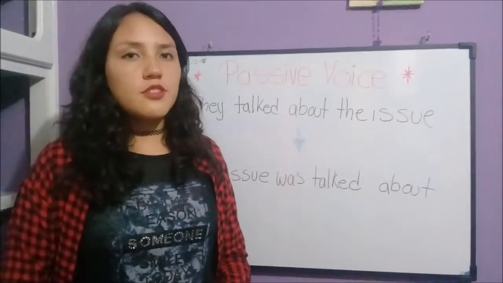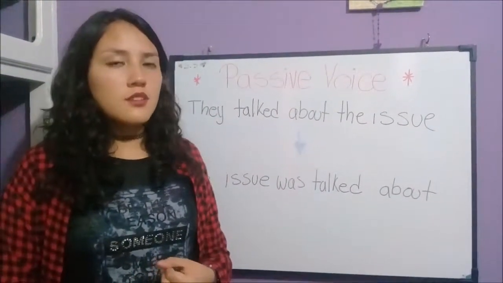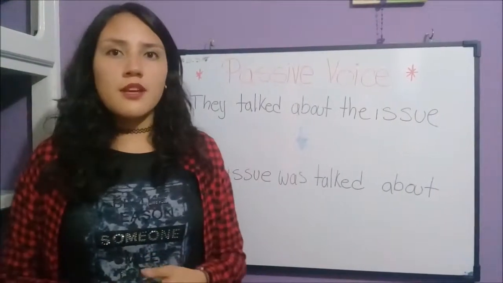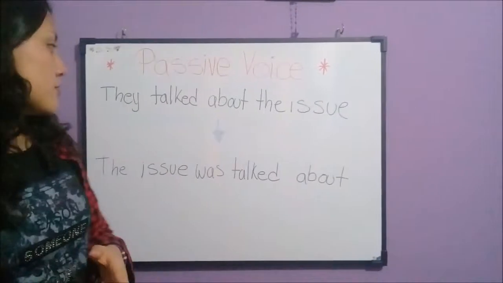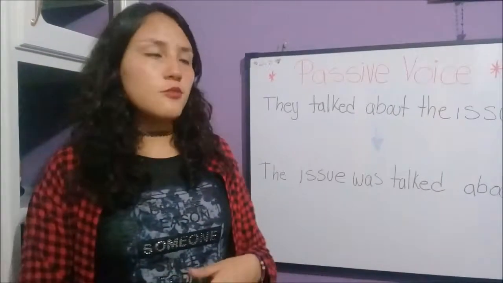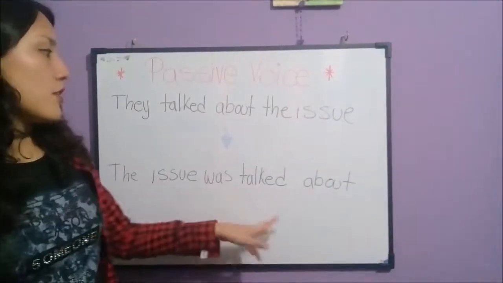If there is a preposition between the verb and the object, the preposition will remain after the verb. For example, they talk about the issue, and the passive voice sentence will be, the issue was talked about.